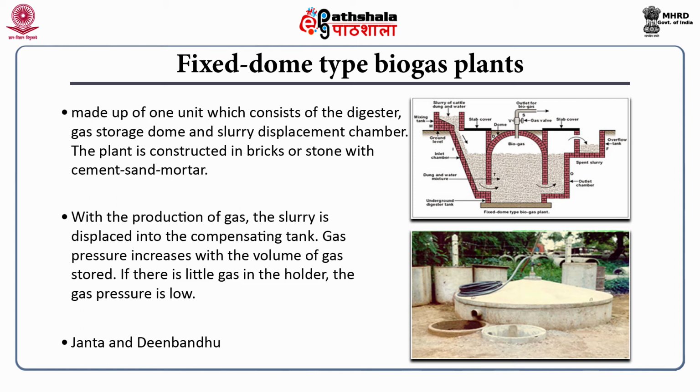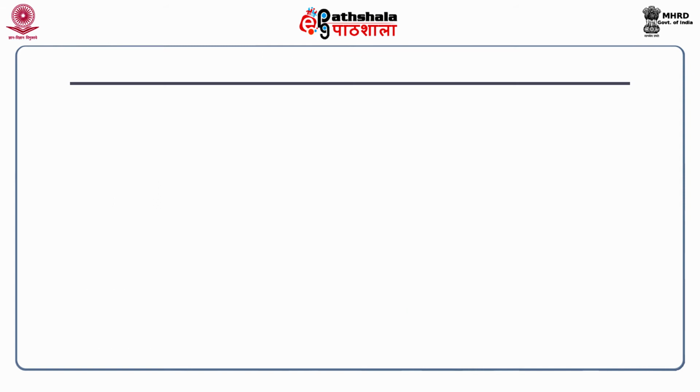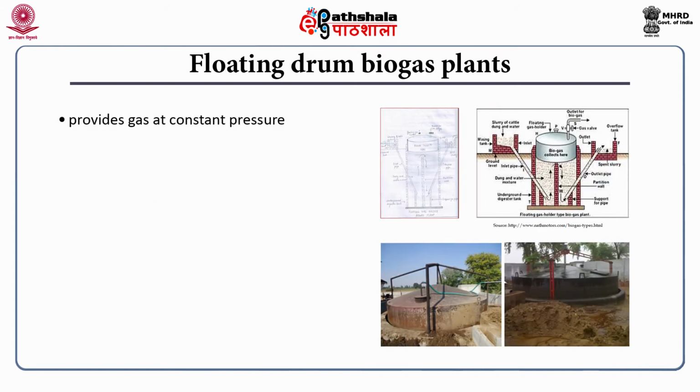And the Deenbandhu type consists of two hemispherical segments, and this plant is constructed only with bricks with cement and mortar. And it has been adopted successfully since 1990. And its construction cost is 31.2% less than the Janta biogas plant, and it produces 12% more gas than the Janta biogas plant. Now, the floating drum type provides gas at constant pressure. The other one was constant volume, this is constant pressure.